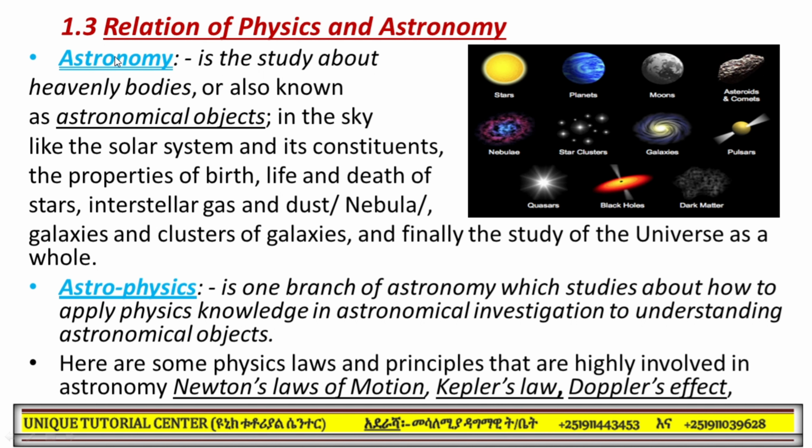In the first place, to be an astronomer, one criterion is that we should at least have a degree in physics. So physics is highly important to understand astronomy. Here are some physics laws and principles that are highly involved in astronomical science. Those are Newton's laws of motion, Newton's law of universal gravitation, Kepler's laws, and Doppler's effect or Doppler's law, which are the most common and very important laws applicable in astronomy.